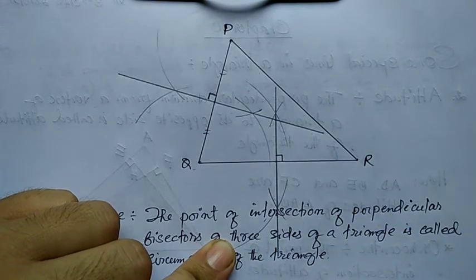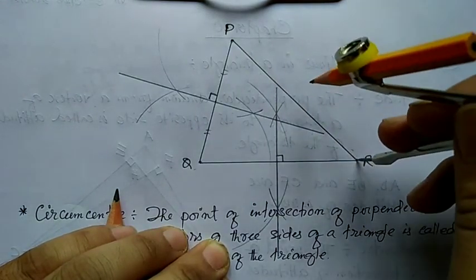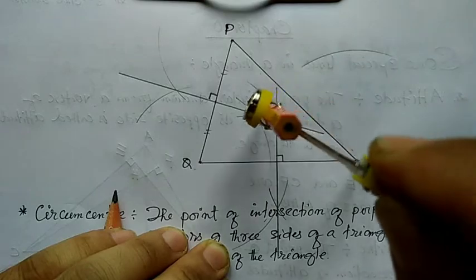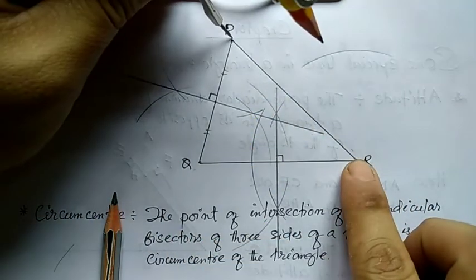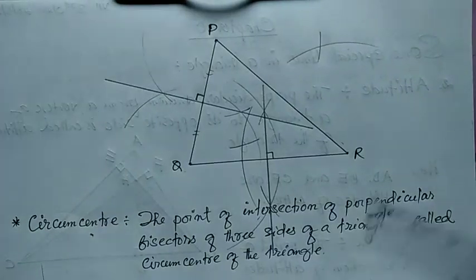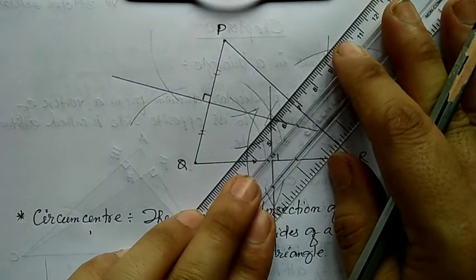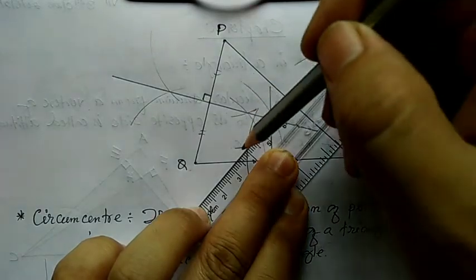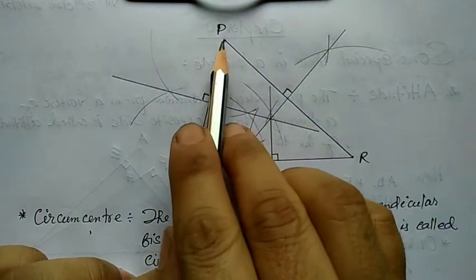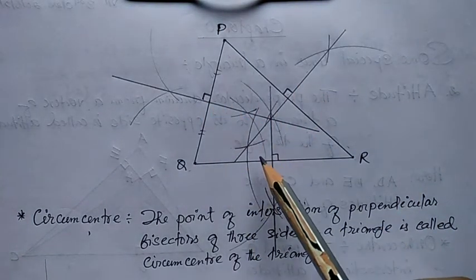Like that, let's continue for the third side. The third side here is PR. P and R are the two endpoints, so taking R as center, the radius is more than half of PR. I drew two arcs. Then taking P as center, we cut the two previous arcs. Then we join them. Now we get another perpendicular bisector of side PR. Since a triangle has three sides, we can draw three perpendicular bisectors of the three sides.